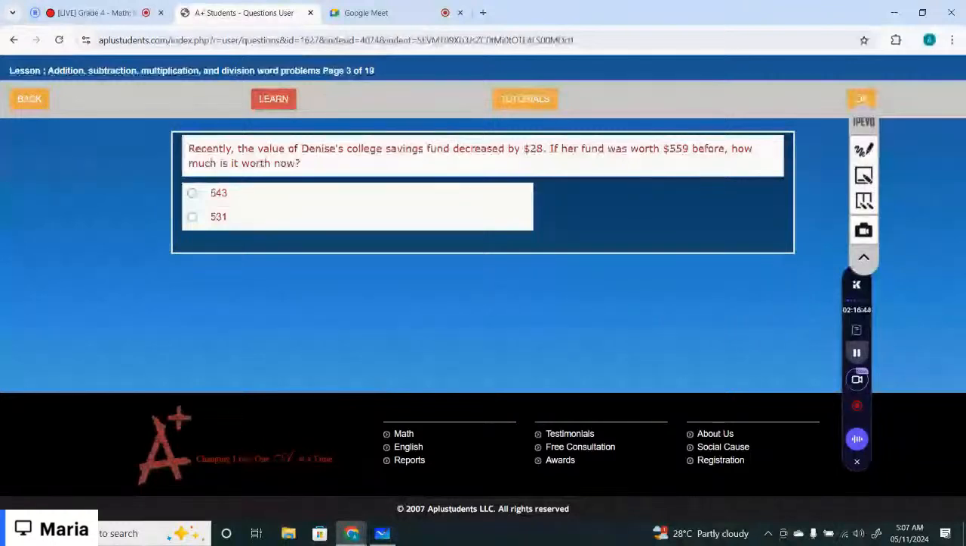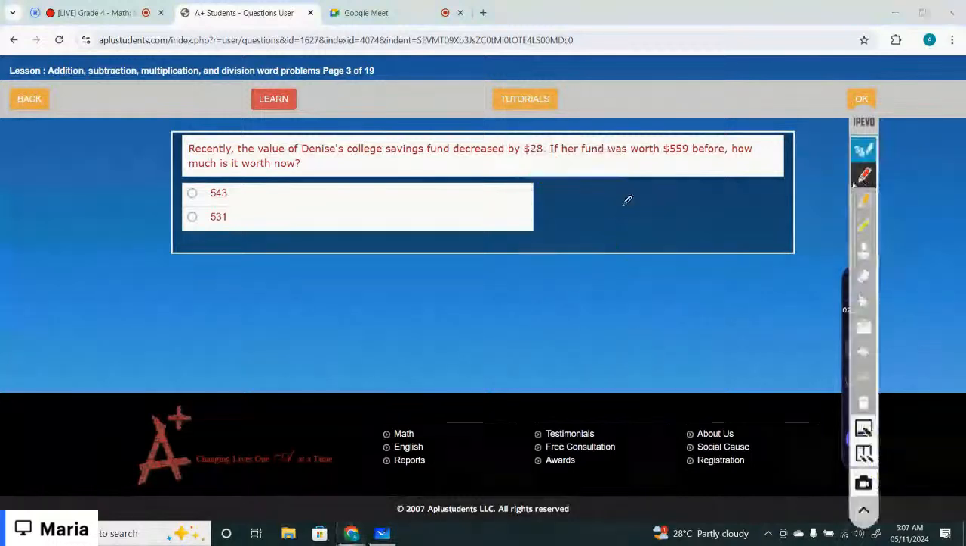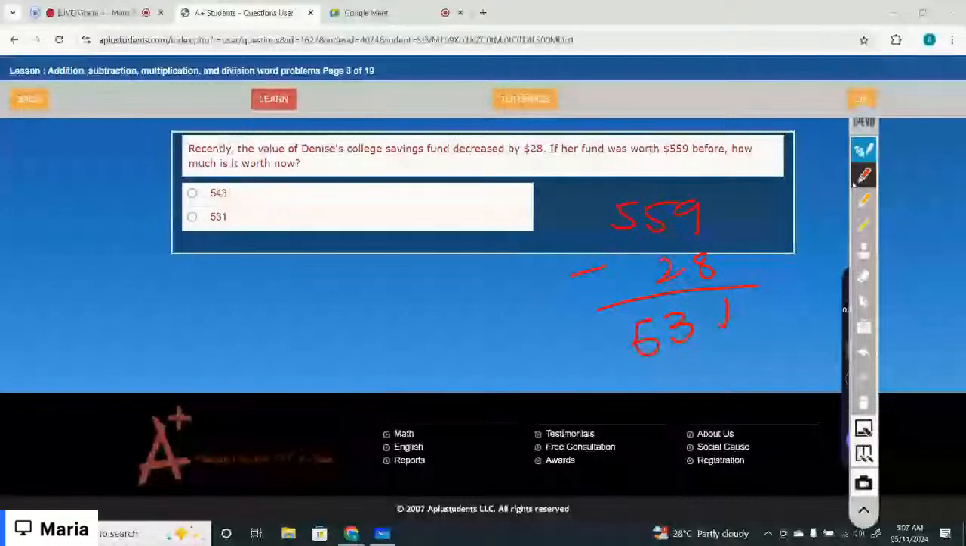So you have to do, the fund decreased by $28, right? Before the decrease the fund was 559, you need to calculate the worth now. So you have to do 559 minus 28. So which is the correct option? 9 take away 8 is 1, 5 take away 2 is 3, and so that means now it is $531.